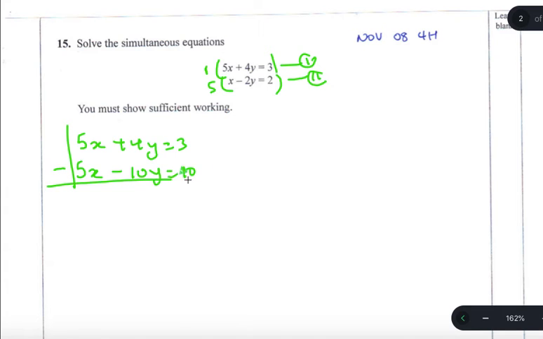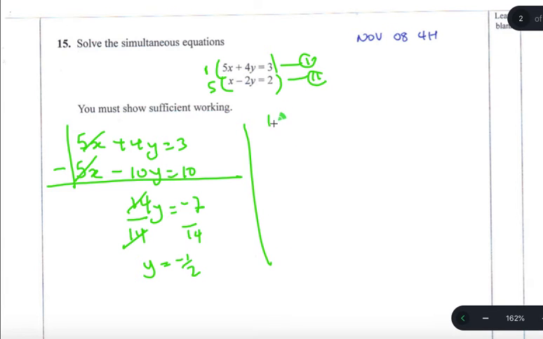Okay, we can now subtract. This cancels out. So this will be 14y equals 3 minus 10 is negative 7, dividing by 14. So the 14 cancels, so y will be negative a half. Okay, so taking it into, you can take it this time into 2, any equation of your choice.